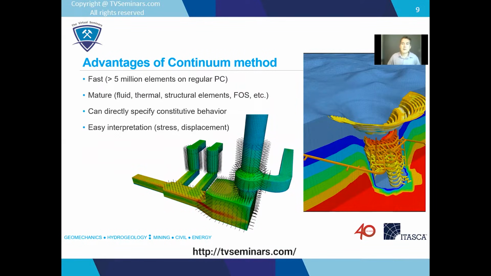So, okay, finite element, finite difference, explicit, implicit, whichever you choose, these are all continuum methods. Why is the continuum method still so popular? Well, first of all, it's fast. You could easily run a 5 million element model on a regular off-the-shelf PC. Probably you could do a 10 million zone model right now. It's mature, and what I mean by that is it's been around a long time. A lot of people use it, so there's a lot of functionality in here. Fluid flow, thermal, structural elements, factor of safety, all these things that people want are available in most continuum models right now.